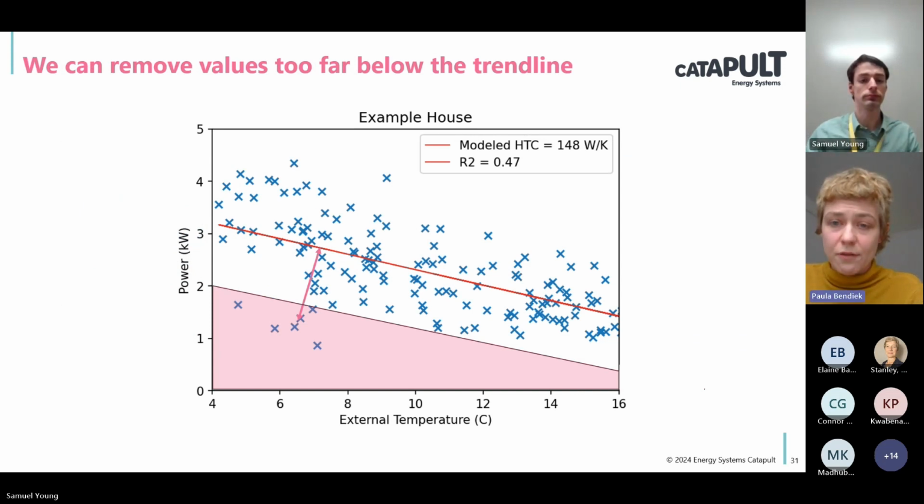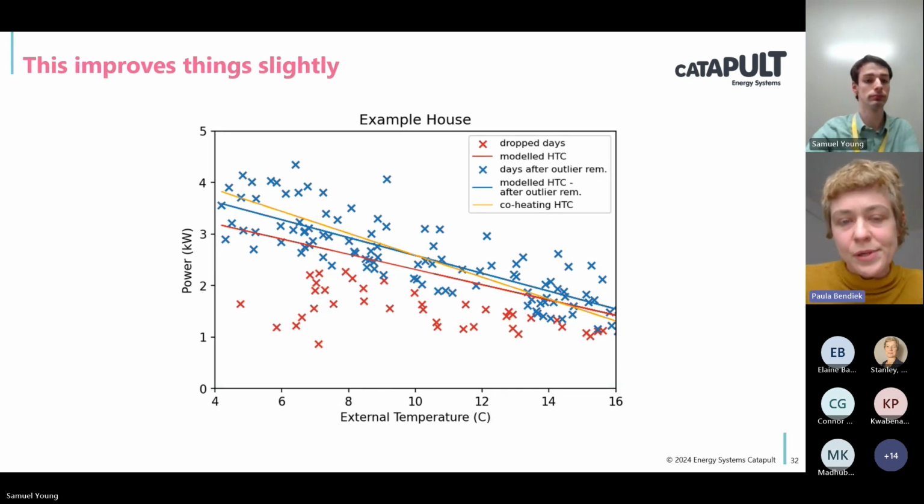So what we want to get rid of are the days in that shaded area, the pink area. The way we do it is we regress on our data, and then we look at the residuals and filter out the negative outliers of these residuals. On the next slide, you can see an example of how that's done.